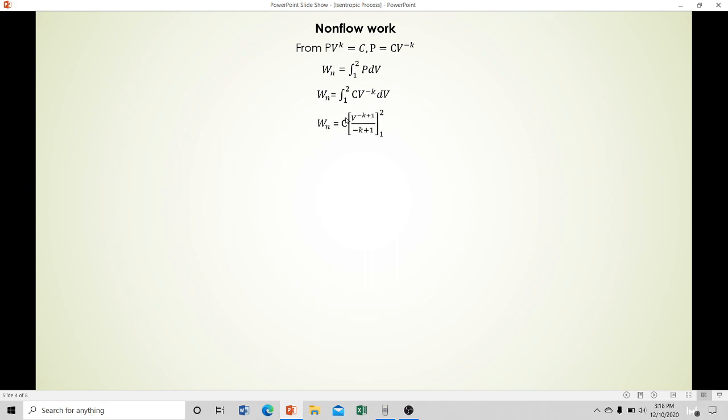Then for the non-flow work, if we integrate this using the power rule, we raise the exponent by 1, giving negative K plus 1 over negative K plus 1, from 2 to 1.